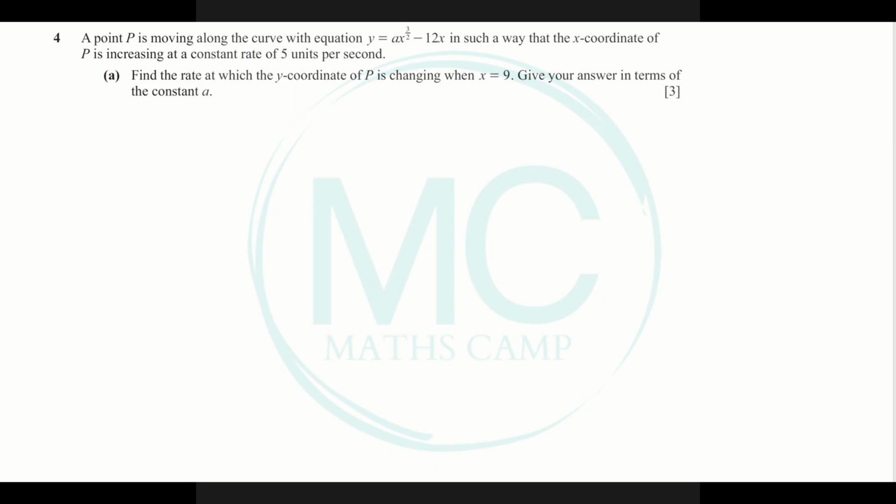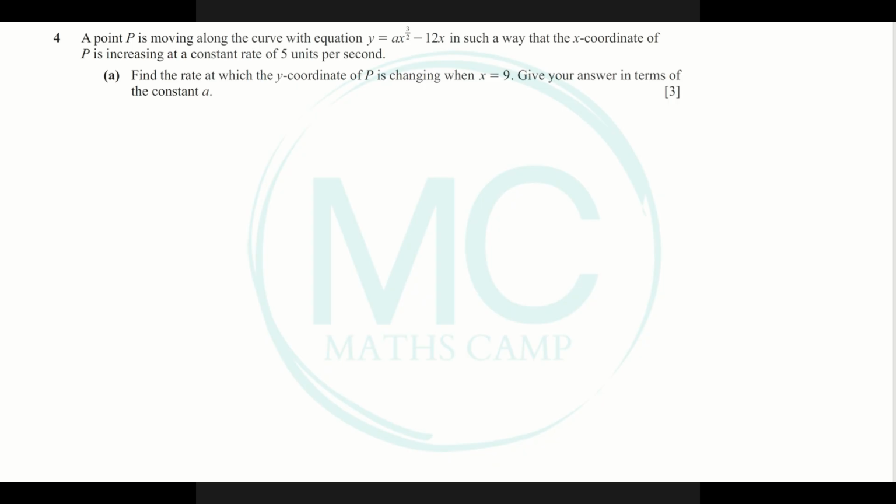A point P is moving along a curve with the equation y = ax^(3/2) − 12x in such a way that the x-coordinate of P is increasing at a constant rate of 5 units per second. Find the rate at which the y-coordinate of P is changing when x is equal to 9. Give your answer in terms of the constant a.